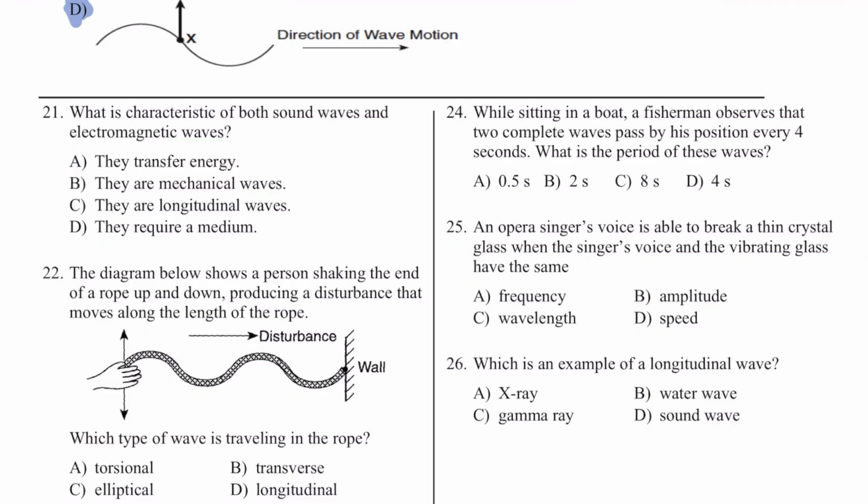21. What is characteristic of both sound waves and electromagnetic waves? The answer choice is going to be A. They transfer energy, because remember that all waves transfer energy, not matter.